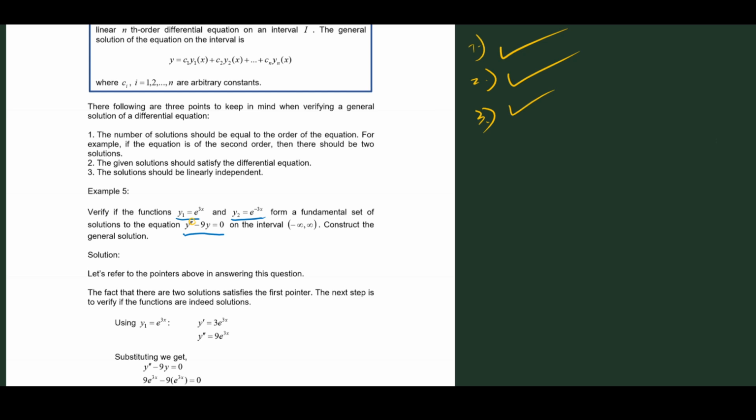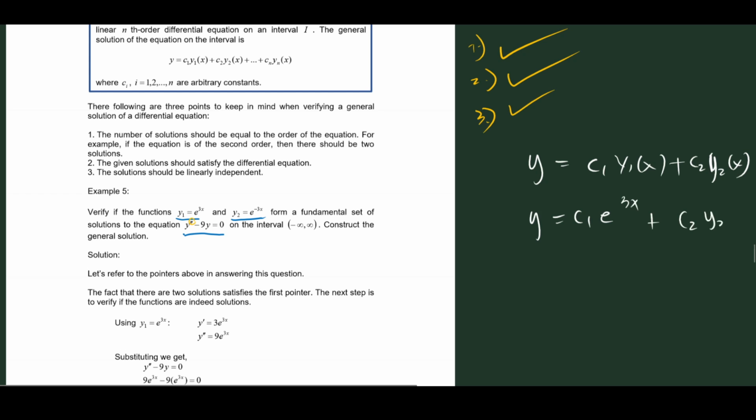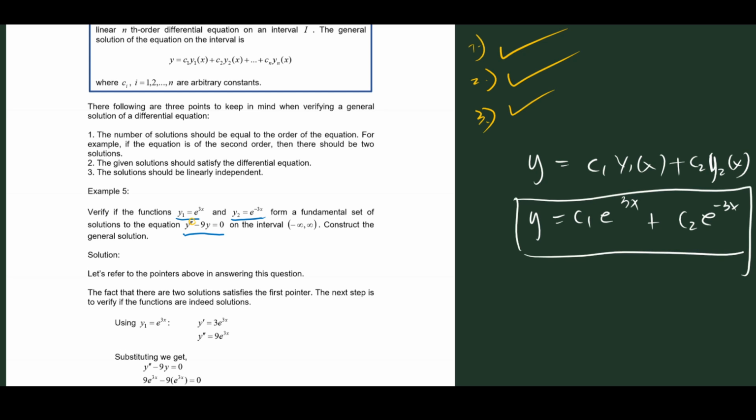So from the definition, our general solution is of the form y is equal to c1 y1 of x plus c2 y2 of x. Okay, so let's do that. So c1, and our y1 is e raised to 3x, plus c2, and our y2 is e raised to negative 3x. Okay, so this is our general solution for this homogeneous linear nth order differential equation. So that's how you construct the general solution.